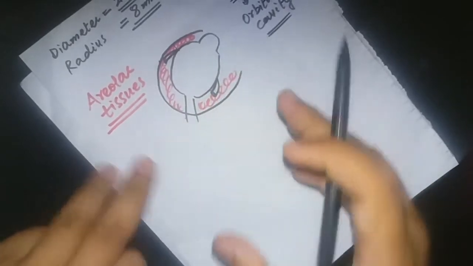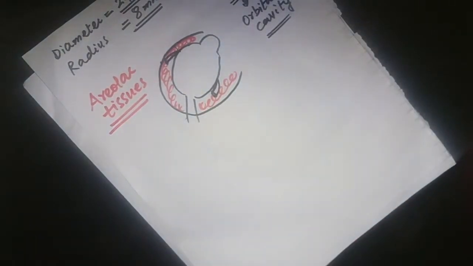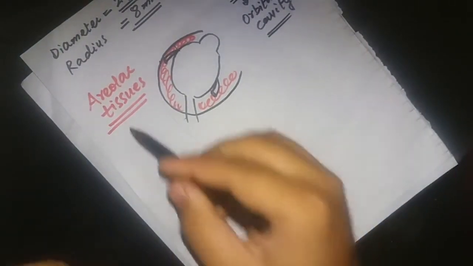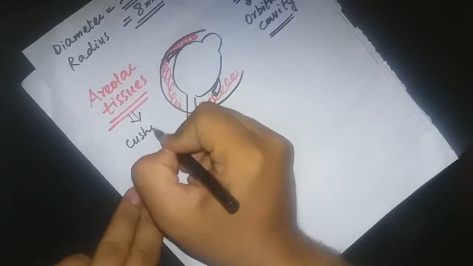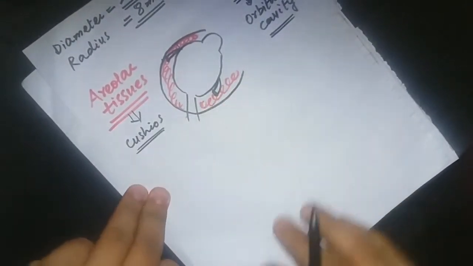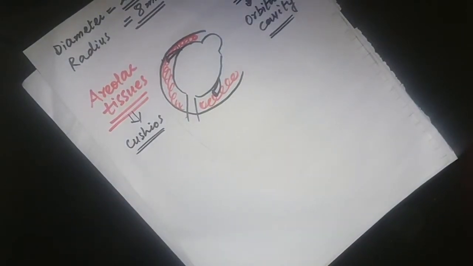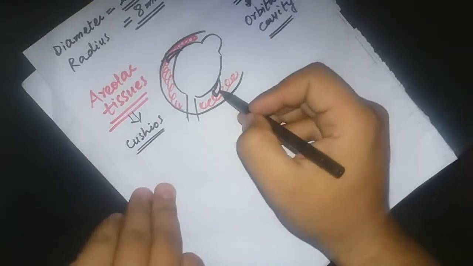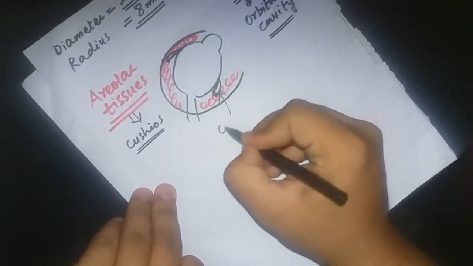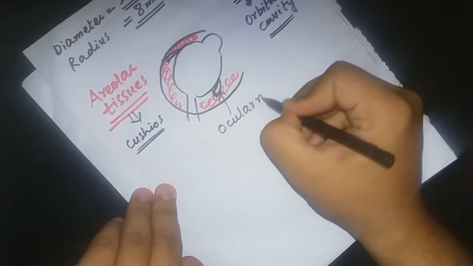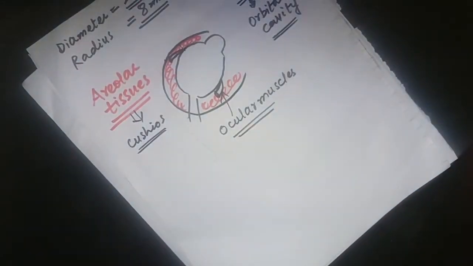This helps in keeping the eye in position in the bony cavity, but the basic function of these areolar tissues is to just act as cushions, and these prevent the eye from external pressures. So these muscles which are attached to the eye and to the bony socket are known as ocular muscles.